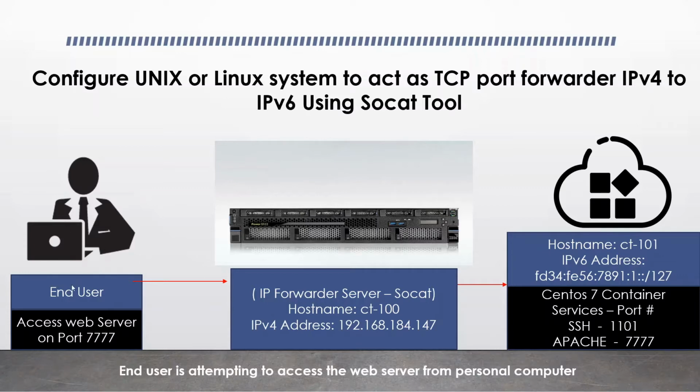Here on the left side you have the end user. The person is using his computer and attempting to access the web server, the Apache, on port 7777. In order for the user to access the web server, his computer has to go through the jumper server, or the IP forwarding server, CT100, and then CT100 will forward his request to the container with hostname CT101. So how are we going to do that?